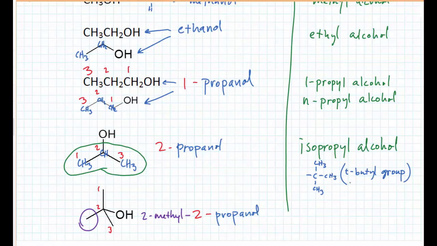So in case you ever encounter a group like that attached to a longer chain, or to benzene, you can have t-butyl benzene, just like you could have isopropyl benzene. But that would make the common name for this one t-butyl alcohol.